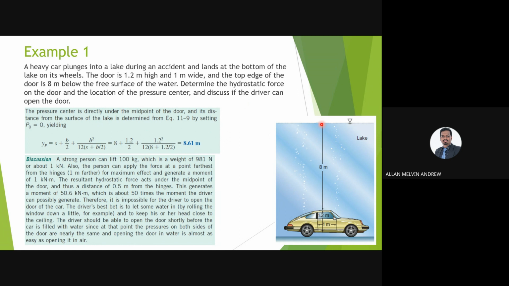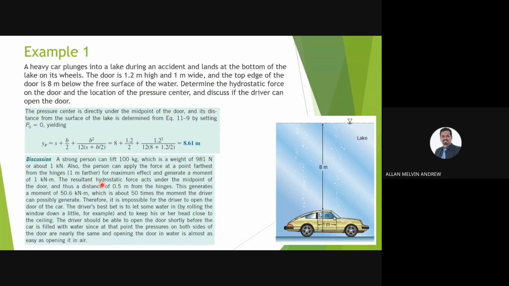So the distance from the surface to the pressure center is 8.61. From the surface to the top of the door is 8, so down here is 0.61, and the total is 8.61. So we know the location of the pressure center: 8.61 meters from the water surface. Okay, so we have settled these two. Now we discuss whether the driver can open the door or not. This is a discussion.